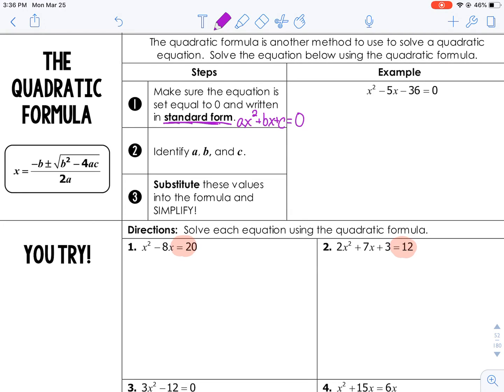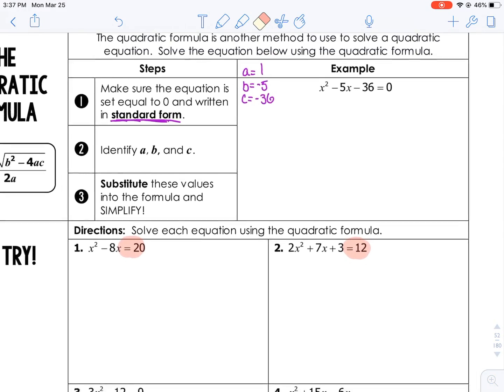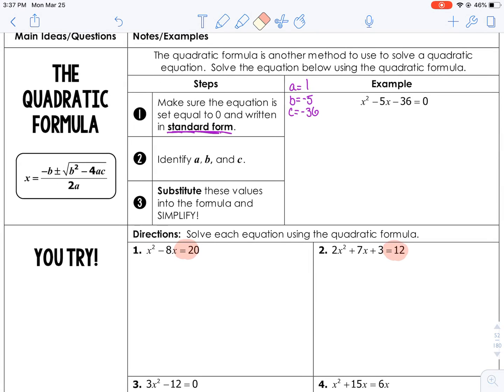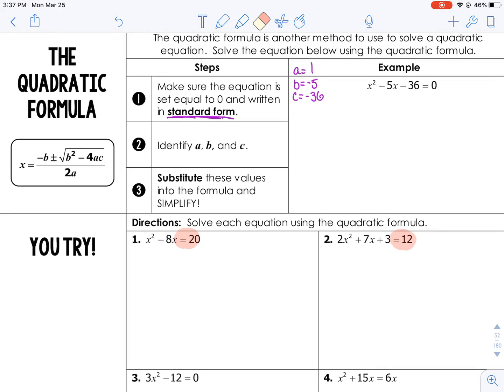Then we're going to identify a, b, and c. So here, my a is 1, my b is negative 5, my c is negative 36. I'm going to give you a heads up that you may or may not need some scratch paper today. Once we have those values identified, and I want to see this on every problem today, I want to see you writing a equals a number, b equals a number, and c equals a number. We're starting good habits from day 1.